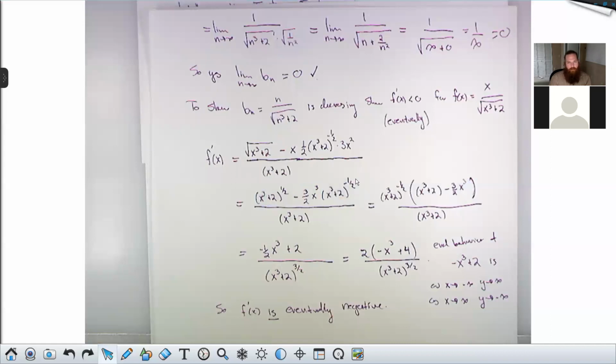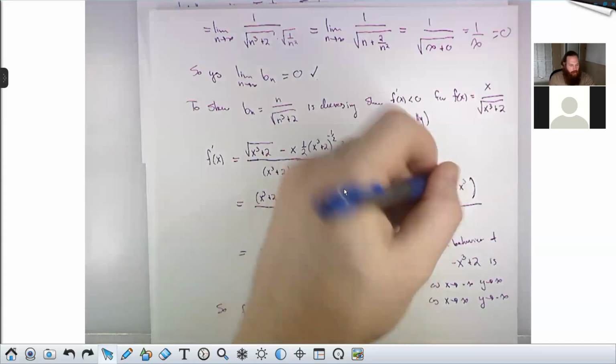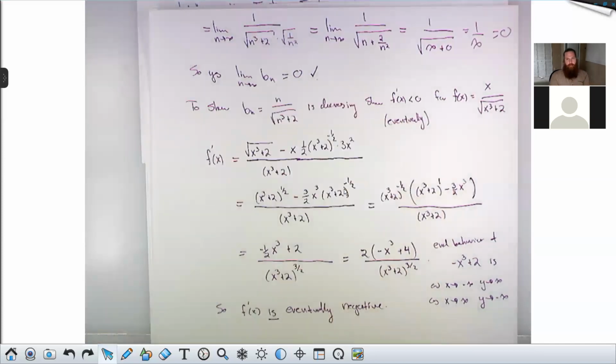Remember, factoring is dividing. If I divide (x³+2)^(1/2) by (x³+2)^(-1/2), then what I get is (x³+2)^(1/2 - (-1/2)), which is (x³+2)^1. Check it. Distribute this back through. Something to the negative 1/2 times that something to the 1 is that something to the positive 1/2. It works. So this is a trick we usually learn in Calc 1.